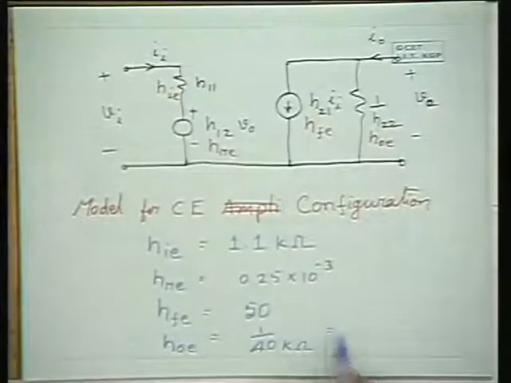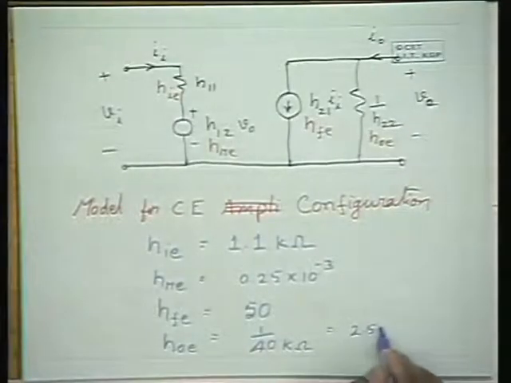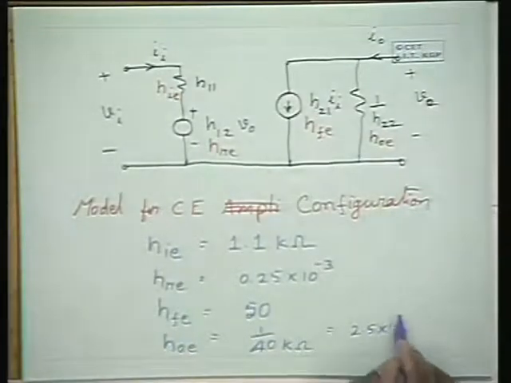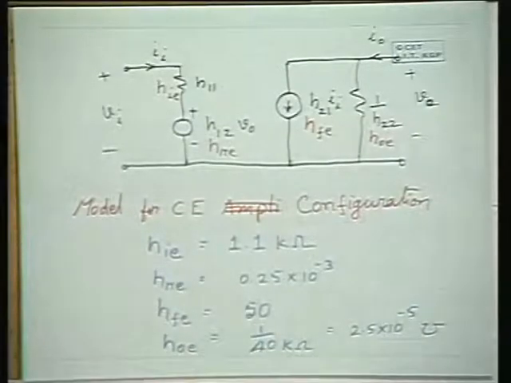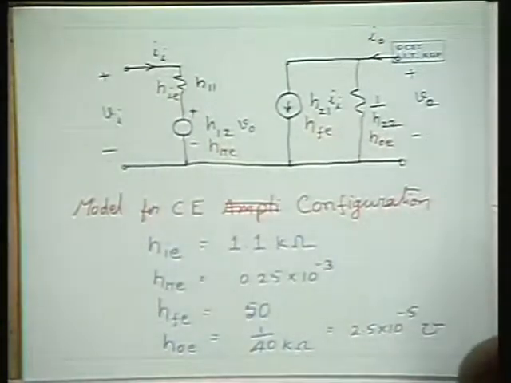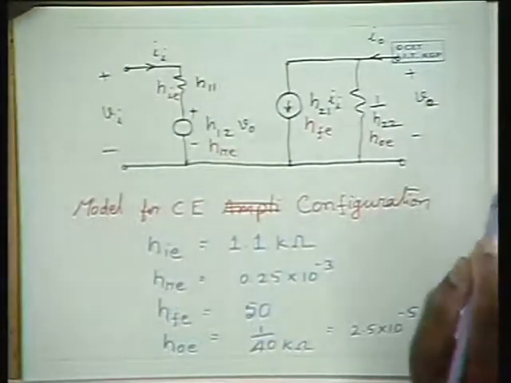HOE is admittance. 1 by 40 kilo ohms means it is 2.5 into 10 to the power of minus 5 mhos. So these are the typical values for the H parameters. Now if you want to analyze an amplifier circuit where a transistor is used, you replace the transistor by this model and analyze the circuit for current gains, voltage gains, input impedance and output impedance and so on.